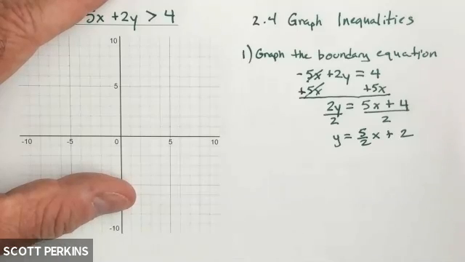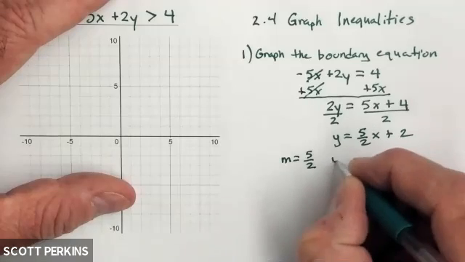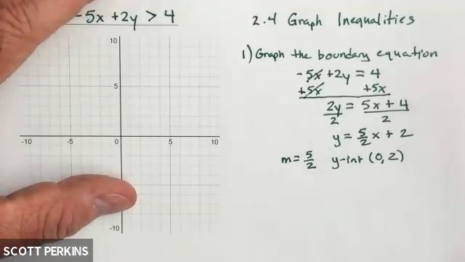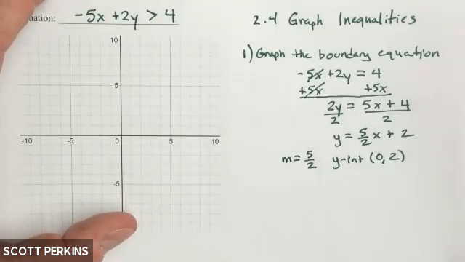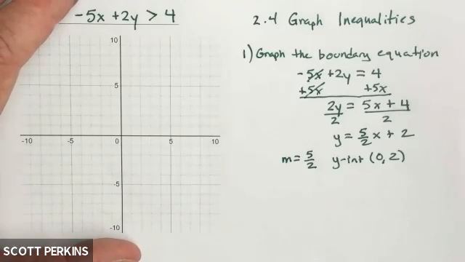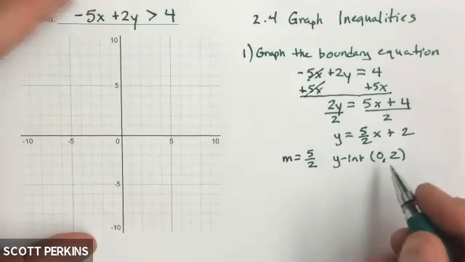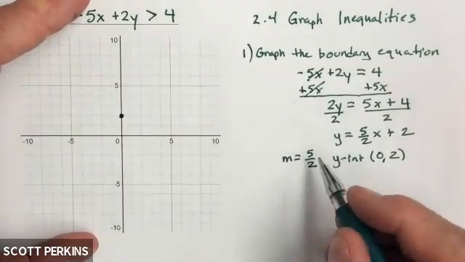Now I know everything I need to know to graph this. I know that the slope of this is 5 over 2. I know that the y-intercept of this is (0, 2). Again, I've done absolutely nothing new. If that's not familiar, then please do your homework for section 2.2. So my y-intercept is (0, 2). My slope is 5 over 2.